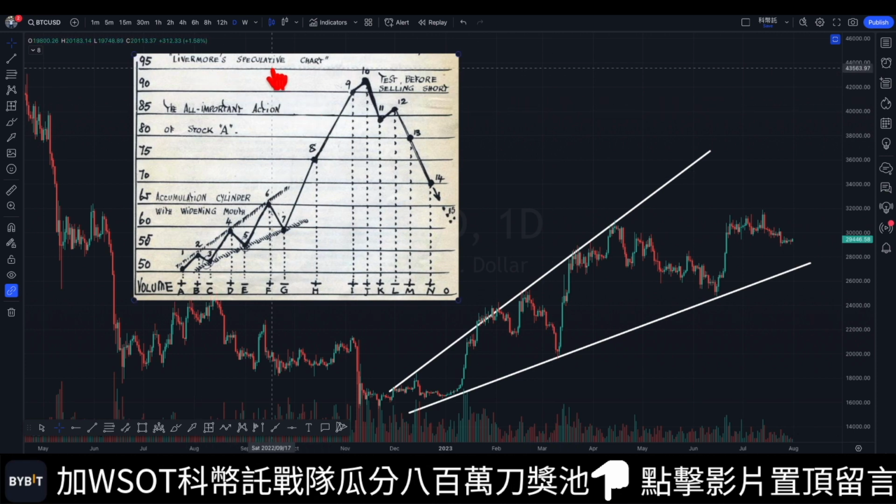Now, turning our attention to his annotations, he mentions the all-important action of Stock A. It means all the important actions exhibited in Stock A. He marked each of the important actions with a point. As you can see, the points here start from 1 to 8. These points represent what the author refers to as important action, actions that are worth attention. Below, there is a widening wedge pattern, referred to as an accumulation cylinder, which means a cylinder of chip accumulation. Then, with widening mouth, suggests an opening mouth. As we observe the upward movement, we can see that the oscillation amplitude increases over time, signifying that the boundaries of this pattern are expanding, consistent with the chart.